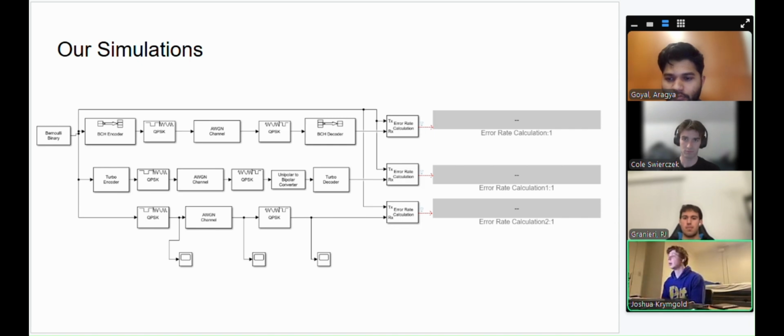Then the decoders decode the message. It's basically all the exact same, but you will notice that before the turbo encoder, there's a unipolar to bipolar converter. The unipolar to bipolar converter converts the unipolar message to a bipolar one, which is needed for using the turbo decoder. And then that all feeds into different error rate calculations, which, as you might expect, calculate the error rate.